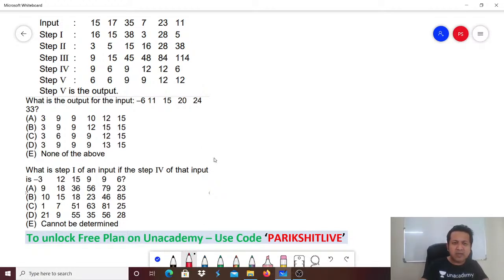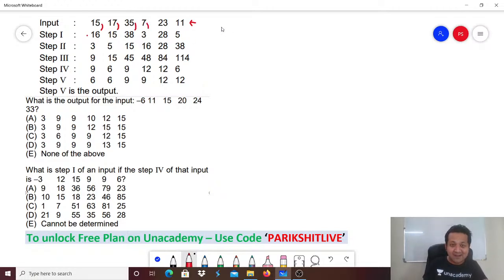So what's happening here is an input-output question. Just observe every step, what is happening. So here in the first step, you see these are the numbers. In step 1, what has happened? You have a 16, but 16 is not there in the previous step. So if you are able to visualize, the first number is getting added, plus 1. Next number, 17, has become 15, minus 2. Then 35 has become 38, plus 3. Then 7 has become 3, minus 4, and so on.